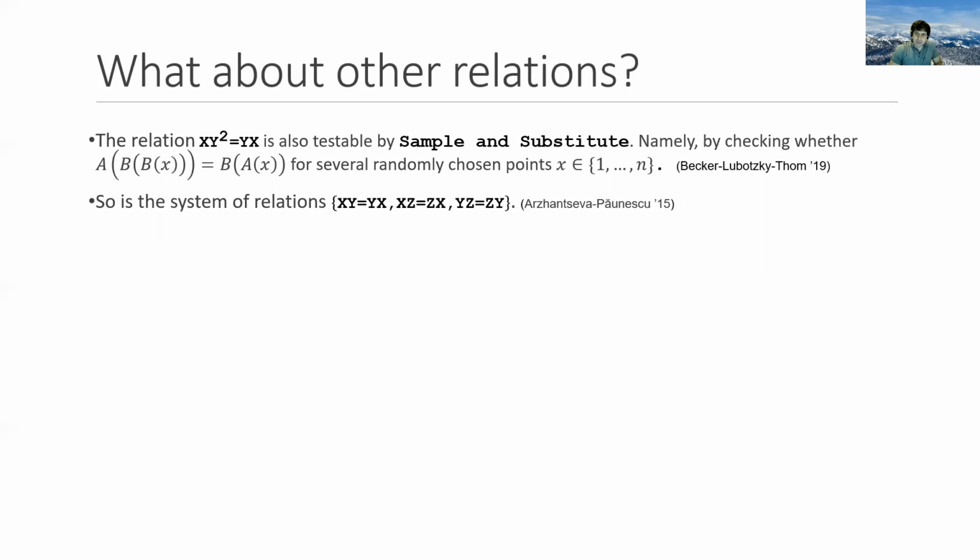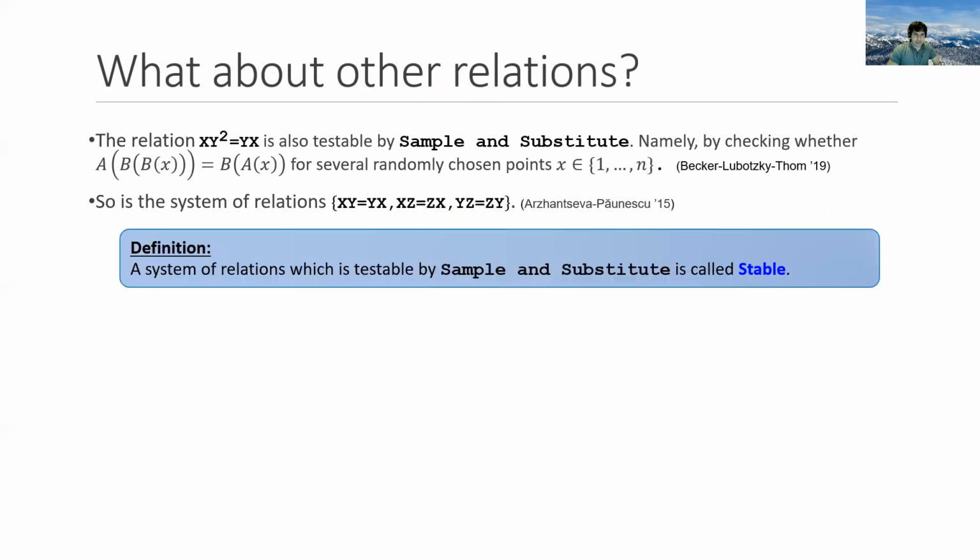Now, we can also consider systems of several relations and relations on more than two permutations. So, for example, the Urgencheva-Paunescu result that I mentioned before actually generalizes to show that sample and substitute can also be used to test whether three given permutations all commute with each other. And in fact, it holds for any fixed number of permutations.